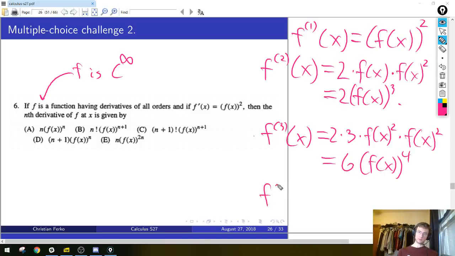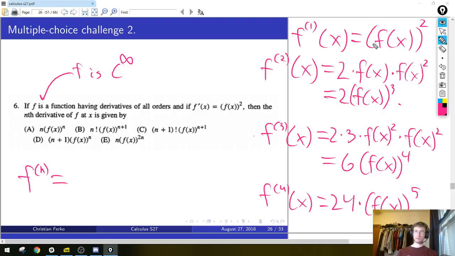I'll just do the next one for you. The fourth derivative is going to be the same thing. You pull down a 4. 6 times 4 is 24. F of x cubed times derivative of the inside function is f of x squared, and f cubed times f squared is f to the 5th. So f of x to the power 5. Alright, so now can you guess the pattern? The nth derivative, can you guess the pattern from the first 4 data points, what it's going to be?